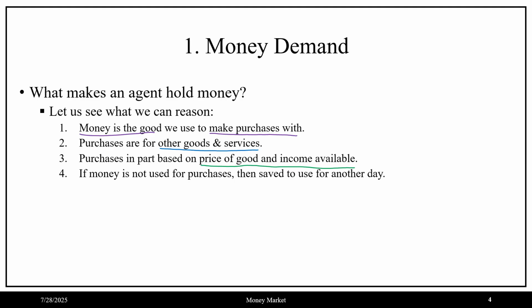In addition to this, if money is not used for a purchase, it can be used at a future time. That is, it can be saved. So an agent holding on to money seems to be based off of what can they get from savings, how expensive are the goods and services they're looking at, and how much income are they earning?